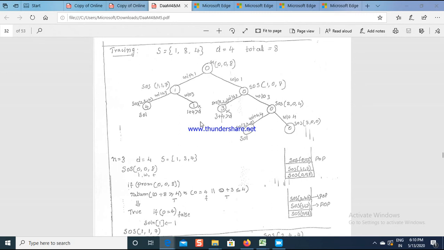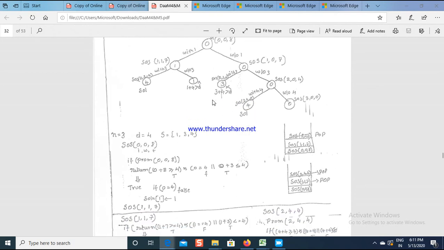Now I have to do the right call. When I want to do the right call, what is pushed onto the stack now? So the i value has to be incremented. So now i will become 2 and weight will be the same, that is 2 1, and this is 7 minus 3, 4. So it is 214. So here it is sum of subset of 214.